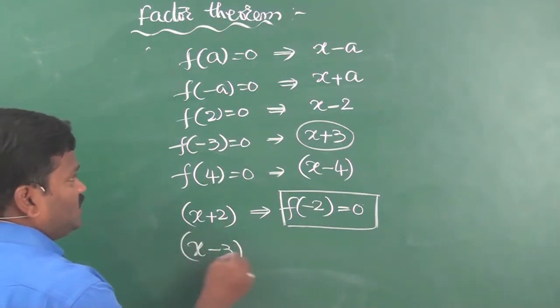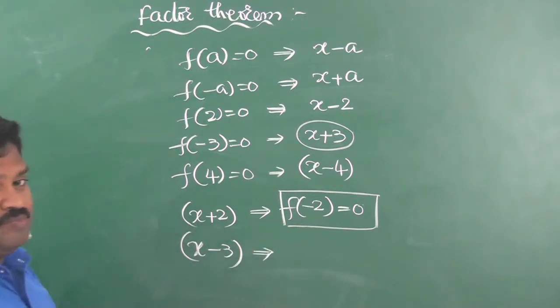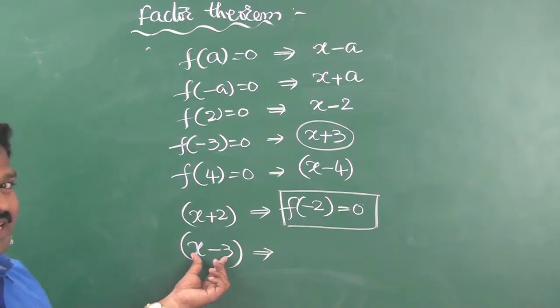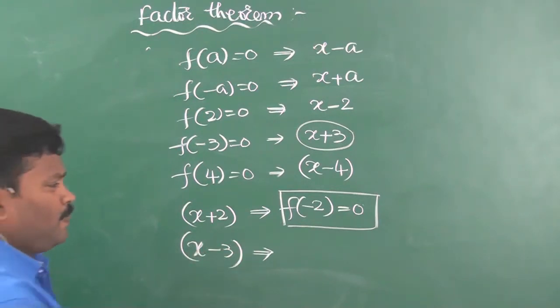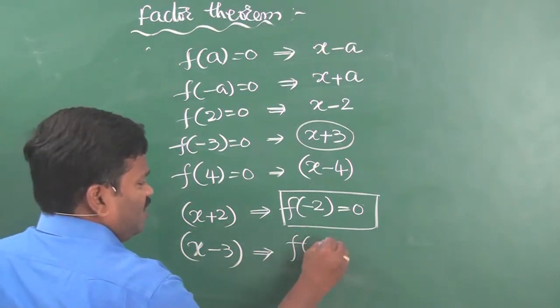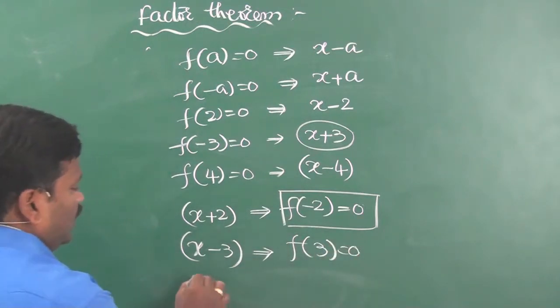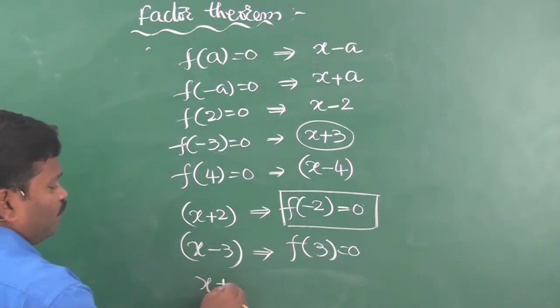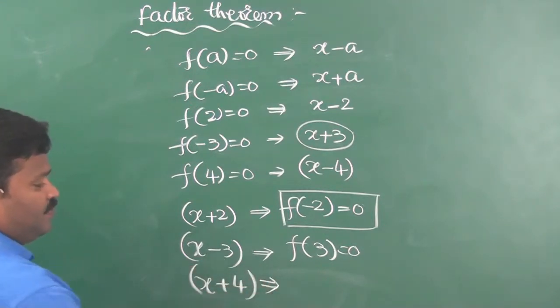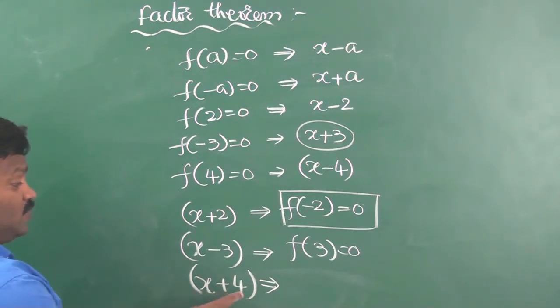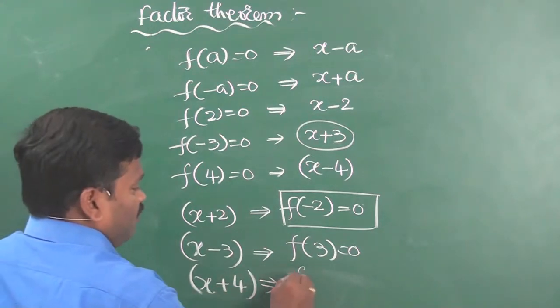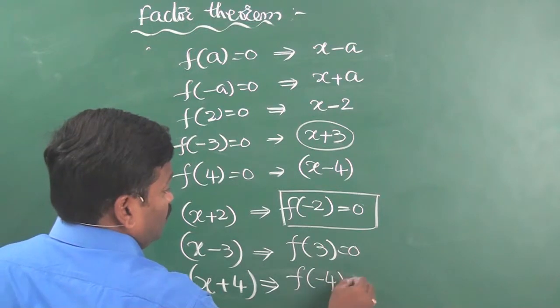If x minus 3 is a factor, what is the condition? What is the zero of x minus 3? f of 3 equals 0. Now x plus 4. What is the condition? The zero of x plus 4 is minus 4. That is f of minus 4 equals 0.